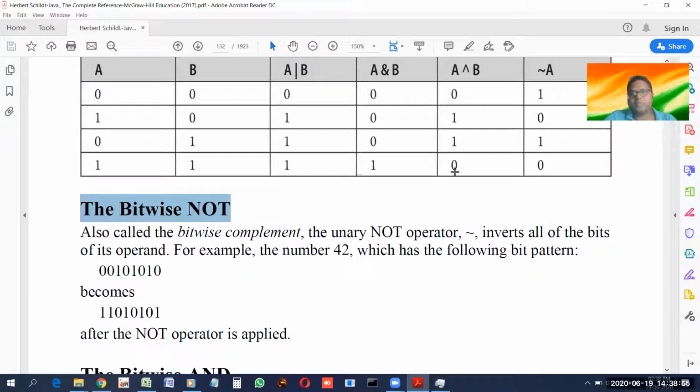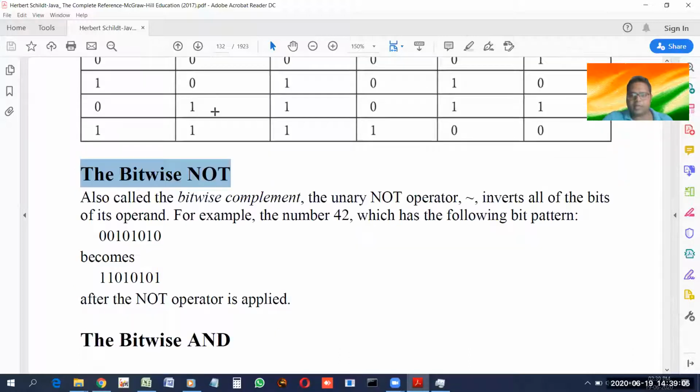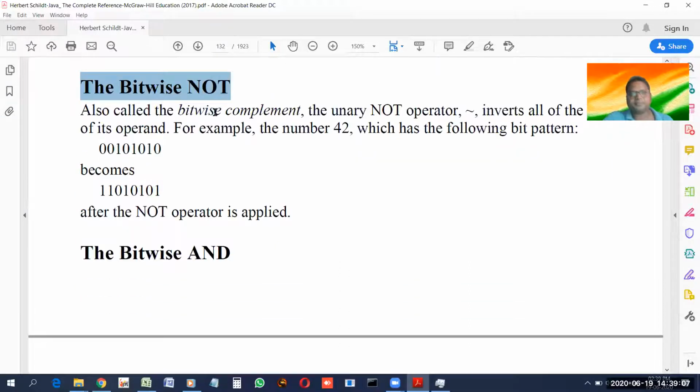So this is the difference between the OR and exclusive OR, which is XOR. So it will become more and more clear as we proceed further.